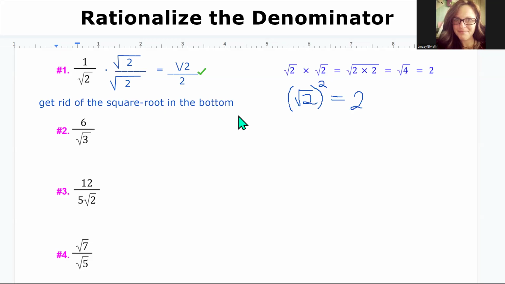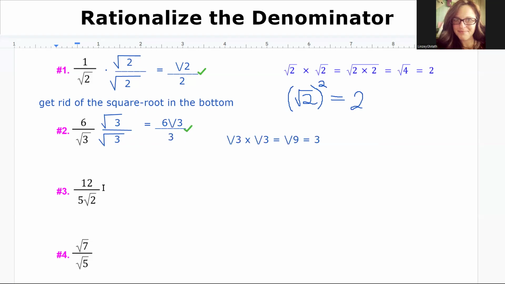Number 2, we're going to multiply the top and the bottom by the square root of 3. And we'll multiply straight across, top and bottom. 6 times the square root of 3 is just 6 square root 3. And square root of 3 times the square root of 3 is equal to the square root of 9, which is 3. And there we go. No more square root in the denominator.